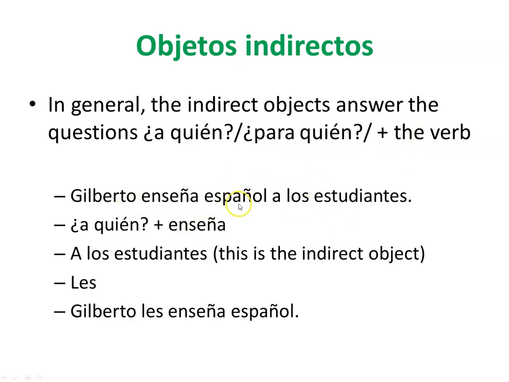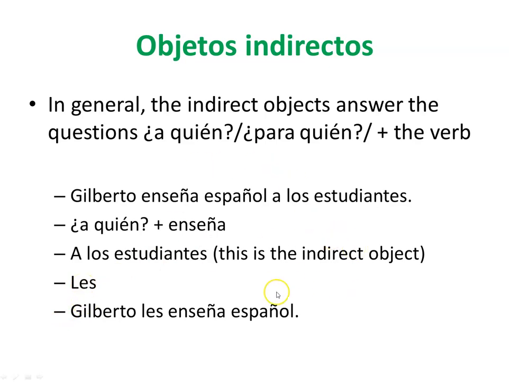Gilberto enseña español a los estudiantes, okay. Aquí we have both objects, the directos y los indirectos. In this case, we are going to focus on the indirectos. Okay, so we are going to ask the question, ¿a quién? ¿A quién enseña Gilberto? Oh, Gilberto enseña español a los estudiantes. So, a los estudiantes, this is going to be the objeto indirecto. So, we are talking about a third person, plural, more than one, okay? So, we are going to use les, okay?